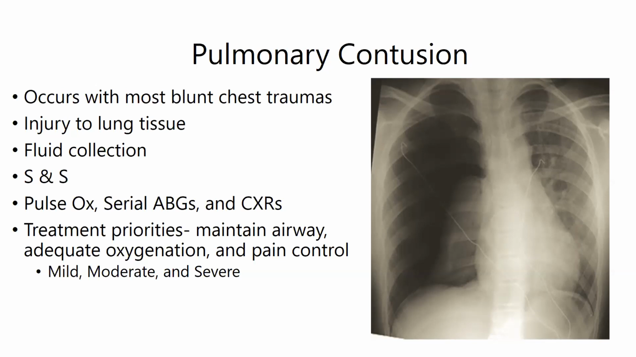Oral intake is important to mobilize secretions while avoiding overhydration and hypervolemia. We don't want to flood them. Coughing and endotracheal suctioning are used to remove secretions. Pain is managed by intercostal nerve blocks or by opioids via PCAs.